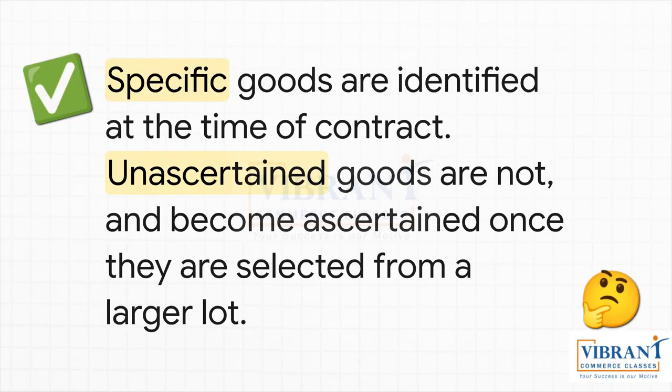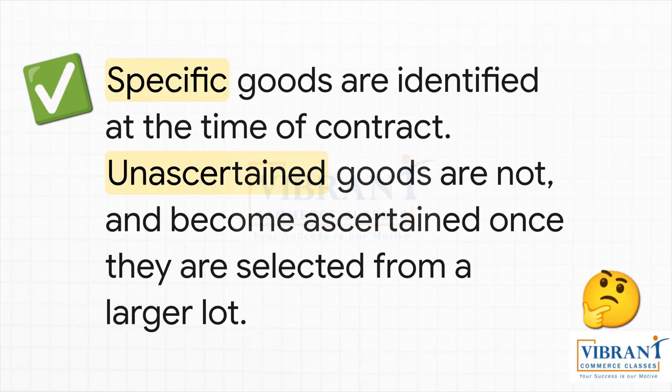Okay, let's zoom in on existing goods first, because they have their own subcategories. Specific goods are the easiest. They're identified right at the start. For example, I'm selling you this specific car with this registration number. In contrast, unascertained goods are defined by description only.